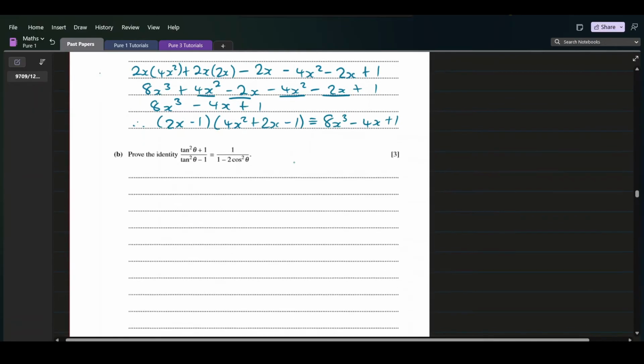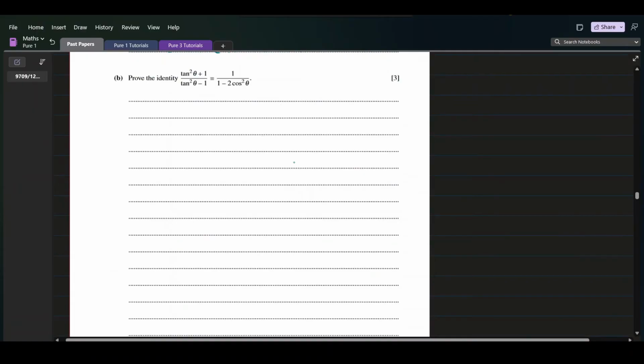Let's move on to part B. Prove the identity tan squared theta plus 1 over tan squared theta minus 1 is identical to 1 over 1 minus 2 cos squared theta. Okay, so for this identity, let's work from the left-hand side to the right-hand side.